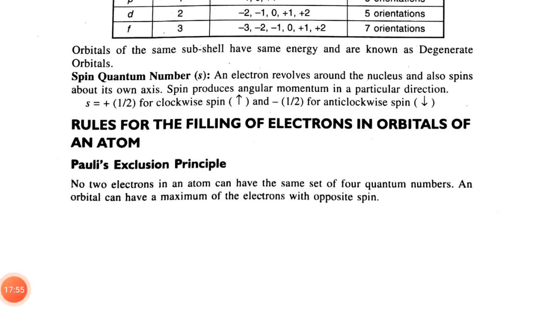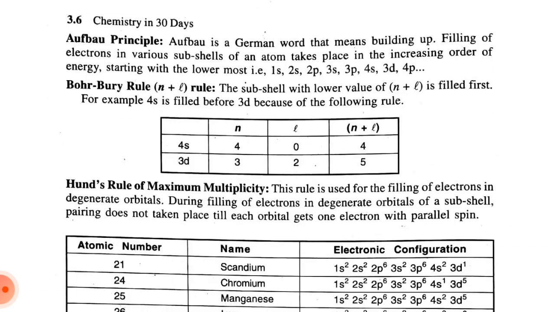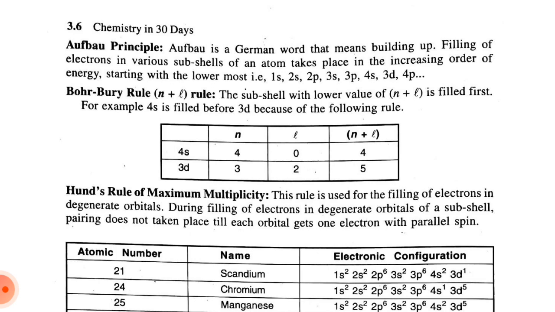Rules for the filling of electrons in orbitals of an atom. Pauli's exclusion principle: no two electrons in an atom can have the same set of 4 quantum numbers. An orbital can have a maximum of two electrons with opposite spin. Aufbau principle: Aufbau is a German word that means building up. Filling of electrons in various subshells of an atom takes place in increasing order of energy, starting with the lowest, that is 1s, 2s, 2p, 3s, 3p, 4s, 3d and 4p.